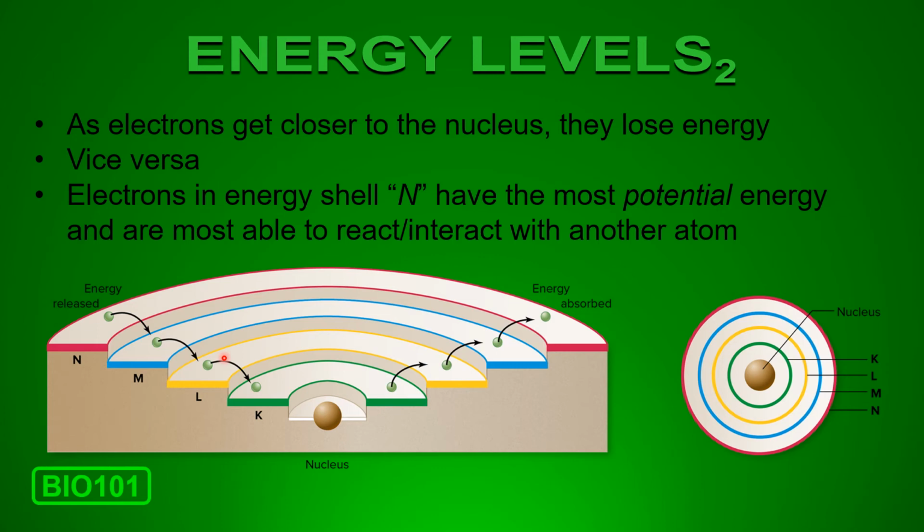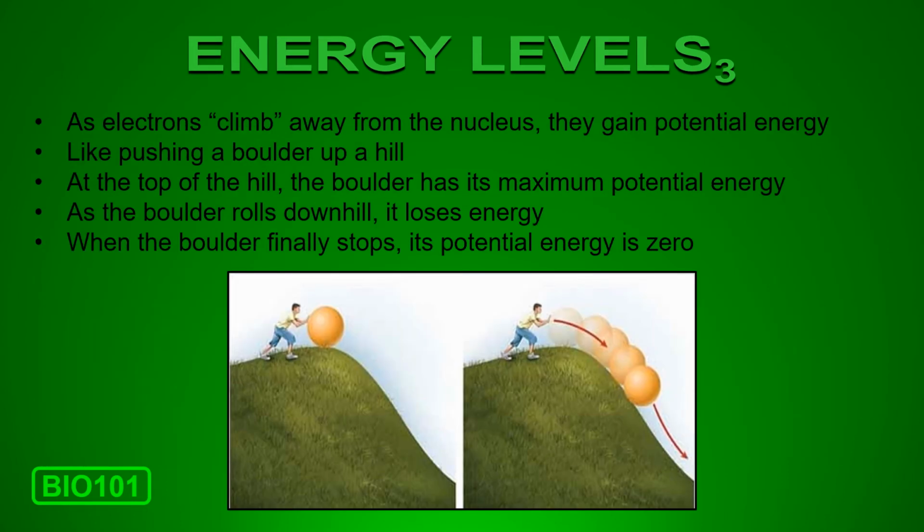Just because we take a snapshot like here, and an electron is in energy level K, doesn't mean it always stays in K. It jumps back and forth between the levels. All of the electrons do, so they're constantly gaining and losing energy. As they move closer to the nucleus, they're losing energy. As they move further out, they're gaining energy. We call it potential energy because it potentially can react with an adjacent atom, with another atom that it comes into contact with.